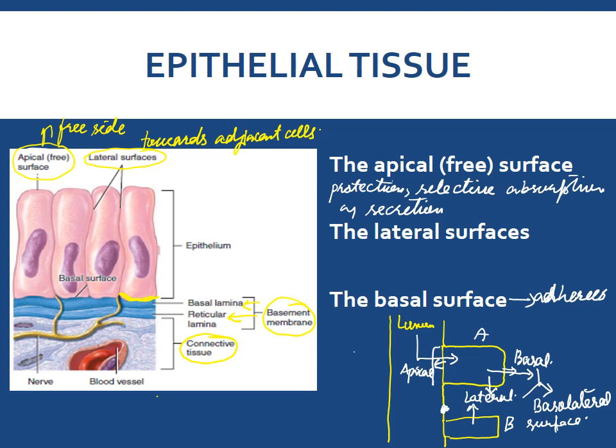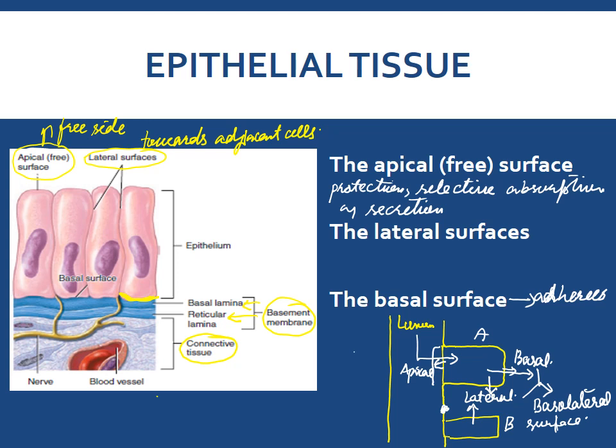Now, there are three surfaces of epithelial cells. As you can see from this diagram, there is one apical surface. And this apical surface always faces the free side. Then is the lateral surface. And this lateral surface is present towards the adjacent cells. And then is the basal surface.